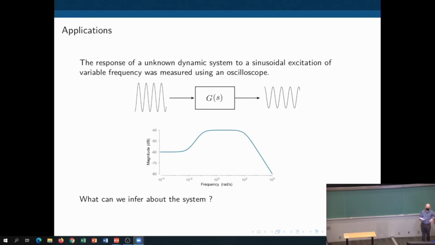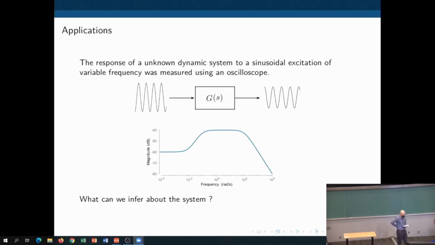Let's assume that we had an unknown dynamic system. That dynamic system has a transfer function G(s), and we don't know what that function is because the system is hard to model, or it's just like an electrical circuit that has an input and output. You don't know what is inside. We applied a sinusoidal input to it on one side and got a sinusoidal output on the other side, and we created this plot that now relates the magnitude of the ratio between these two signals as a function of frequency. And you can measure this with the oscilloscope, for example.